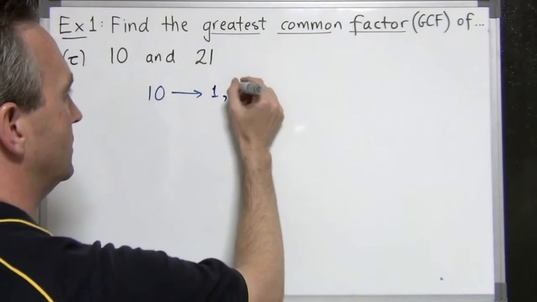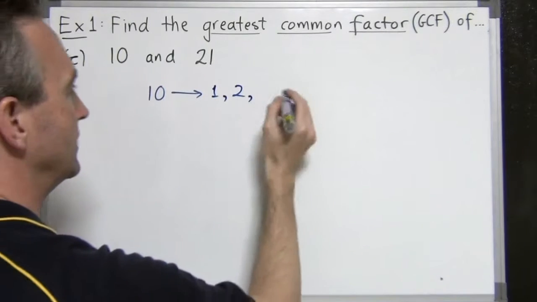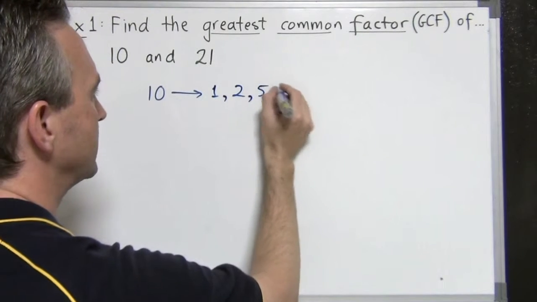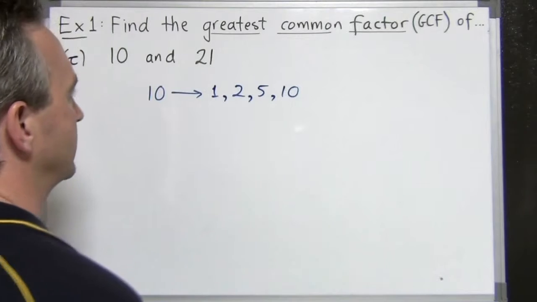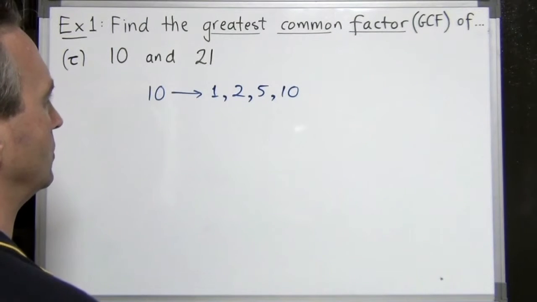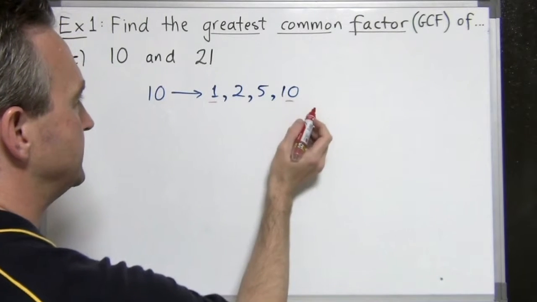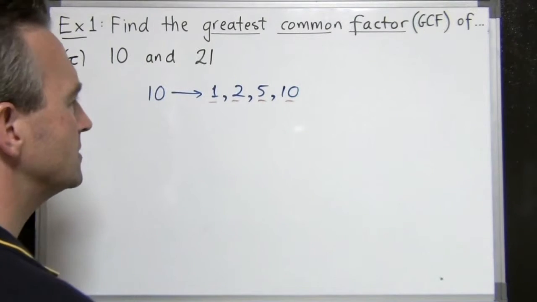1 is a factor of 10. 2 is a factor of 10 because it's even. 3, 4, no, 5 is a factor of 10, and 10, of course, is a factor of itself. Have I got them all? Quick check. 1 times 10 is 10. 2 times 5 is 10. Looks like I got them all.